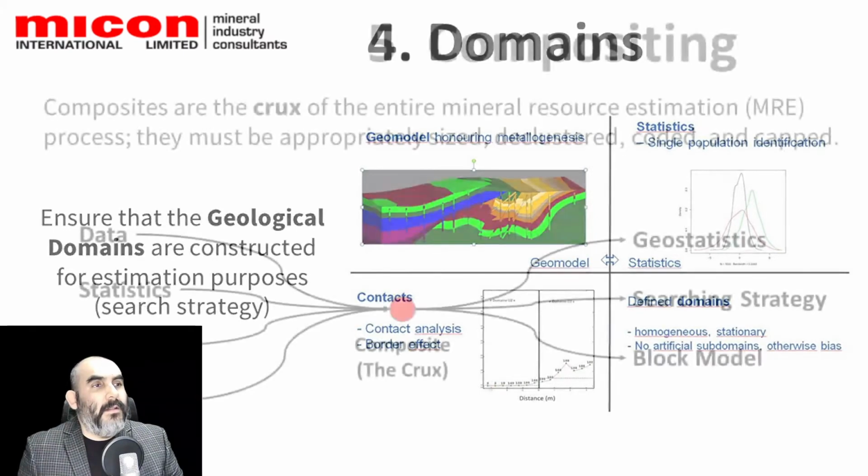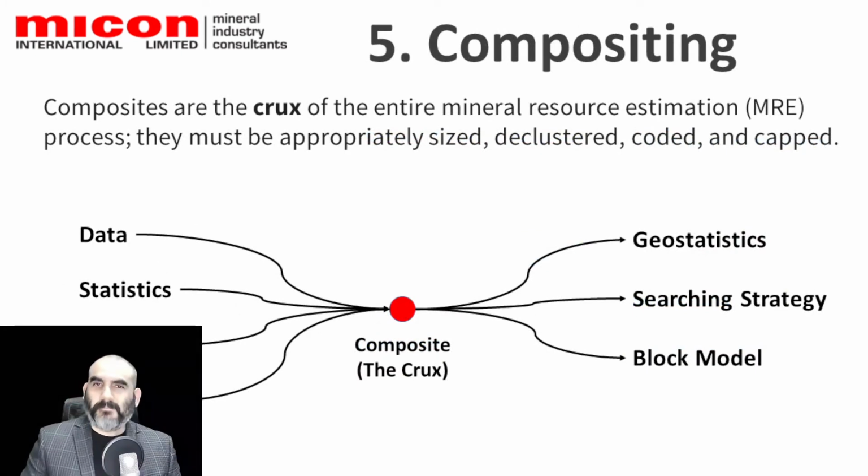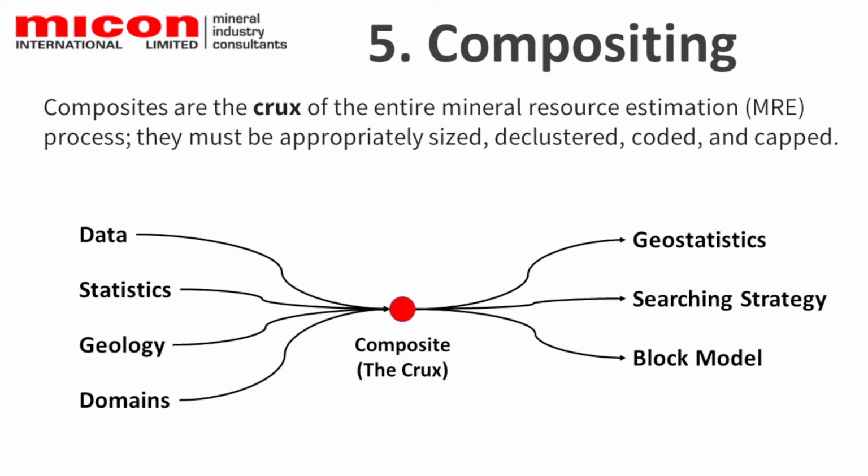All right, number 5, compositing. Yeah, compositing, I call it the crux of the entire resource estimation process. Why? Because these tiny dots, everything you know about your data, your statistics, your geology, your domains, are going to be represented in a single dot of composites. And in that dot is going to inform how your geostatistics are going to be, your parameters, how your block model is going to be filled with attributes, not only grades, but all other attributes, multiple grades and different attributes.